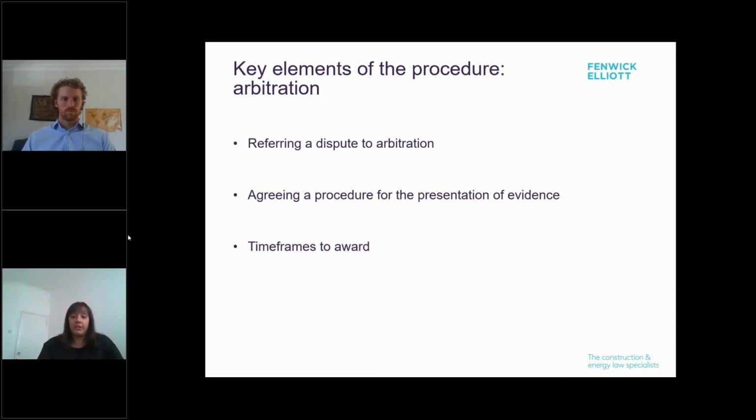The ICC aims to issue an award in 6 months from the date of the terms of reference. However, in practice, this is often extended to suit the evidential timetable. In terms of timeframes to award, from the end of a final hearing, in large disputes, it's not uncommon for parties to wait over 6 months to a year for the publication of an award. Whilst arbitration is in theory meant to be a more efficient process than court proceedings, the reality is that large complex disputes can go on for several years before an award is issued.